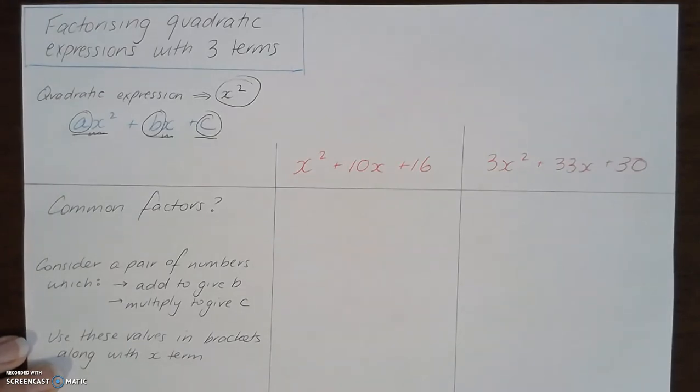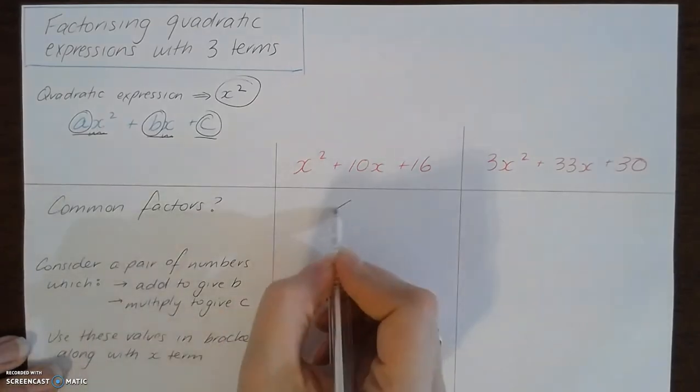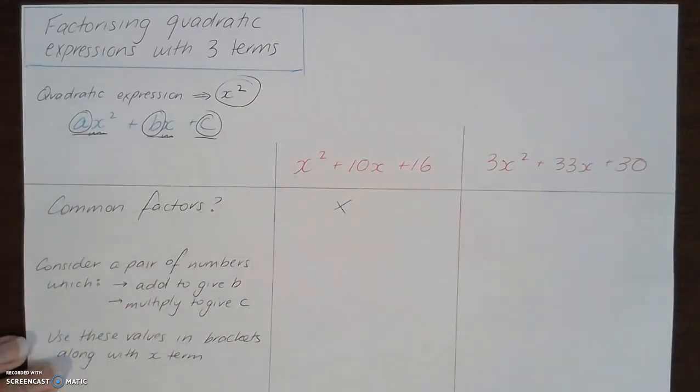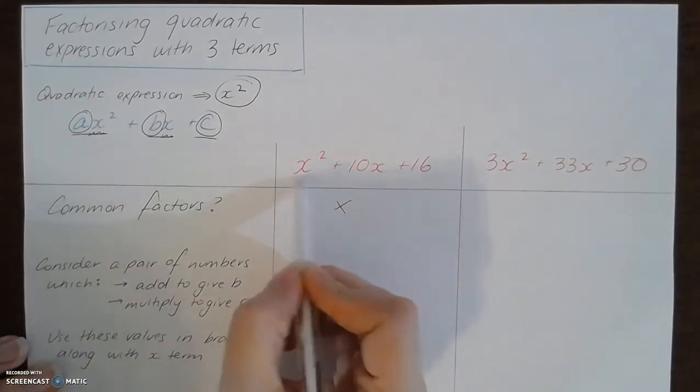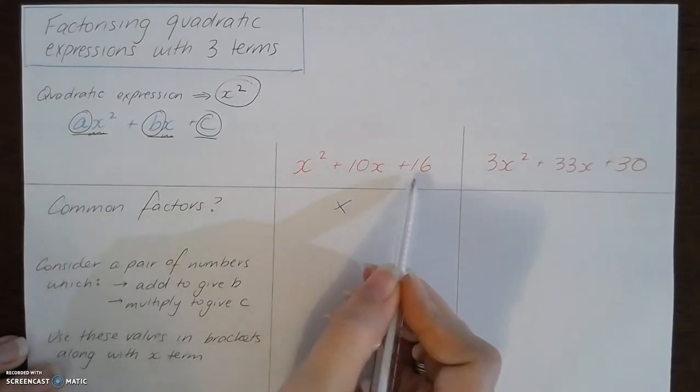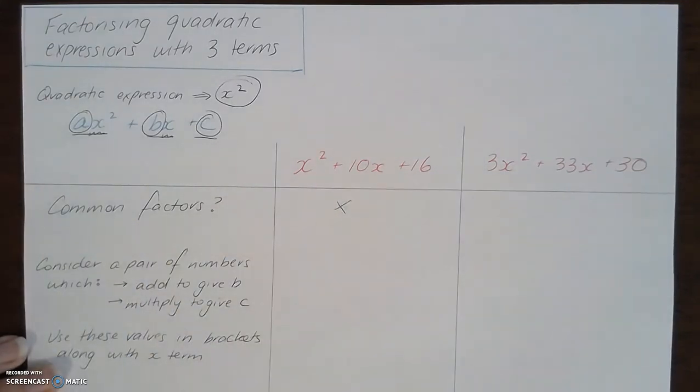Now, in order to factorize these, we need to go through a few steps because it's not as simple as just finding a common factor. So if we have a look at our first example, straight away you can see that there is no common factor between those three terms. So we can't just drag one out and put it out the front and then divide each term by that one before we put things in the brackets. We've got only x's here, but there's no x in this particular term, so we can't find a common factor.